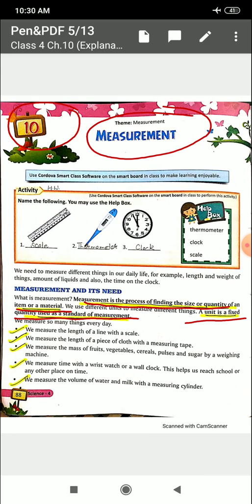So children, today we discussed length only. In the next video, I'll explain the rest of the topics, that is mass, capacity, time and temperature. So now let me give today's homework. Your homework is to read the chapter till the topic I explained. Underline the important terms, the same as I underlined, which you can see in this video.